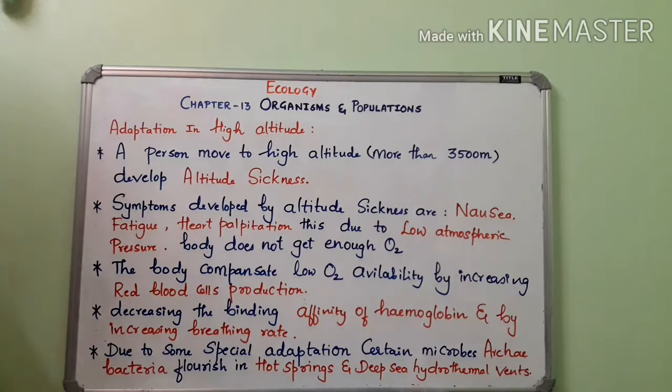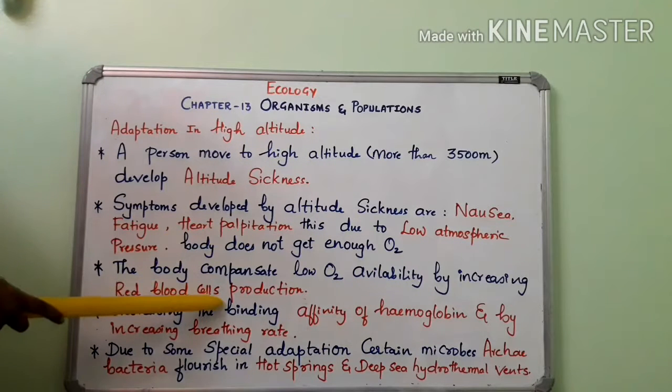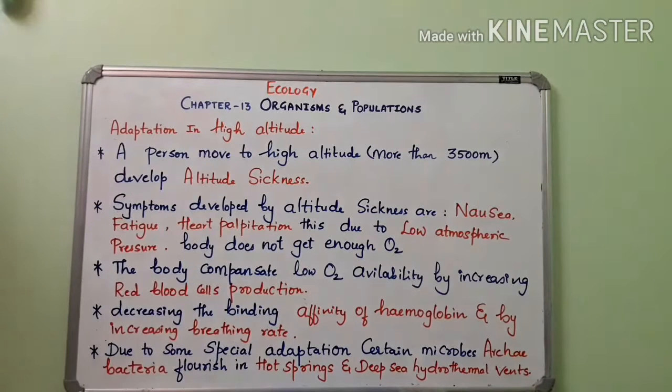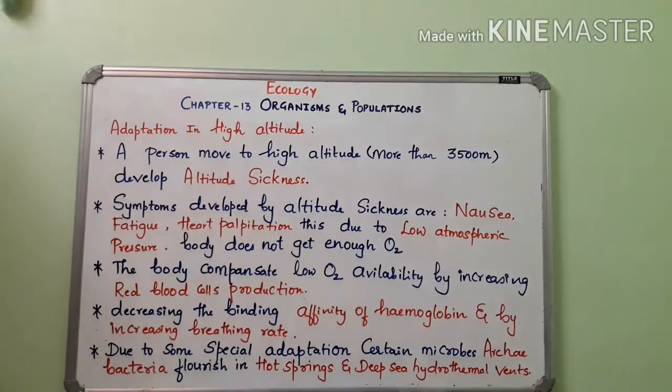Then how have human beings adapted to that high altitude condition? Many people are living at high altitude. How did they start living, how did they adapt to survive and live in that high altitude condition? The body itself underwent adaptation. The body compensates for low oxygen availability by increasing red blood cell production. So how have the people living at high altitude adapted to that condition? By increasing red blood cell production.